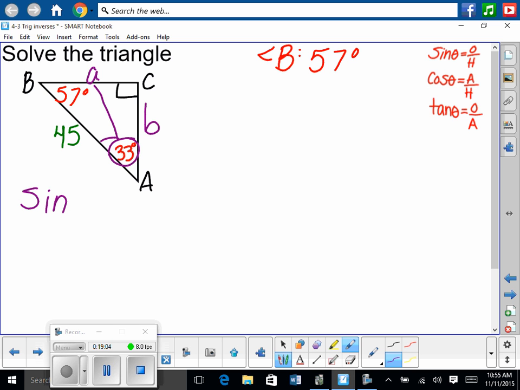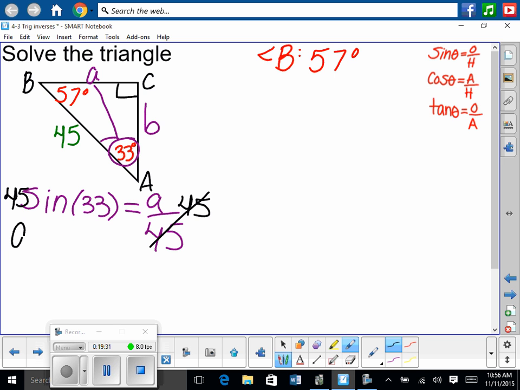So, sine of 33 is equal to the opposite, which is A, over the hypotenuse, which is 45. Do you see what I did? Opposite over hypotenuse. Then solving for A, I'm going to multiply both sides by what? 45. And look, isn't A all by itself? So we're done. Calculate it. 45 sine of 33. 24.5. So side A is 24.5.